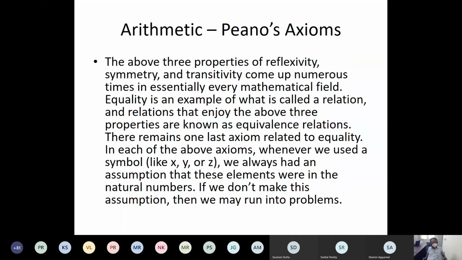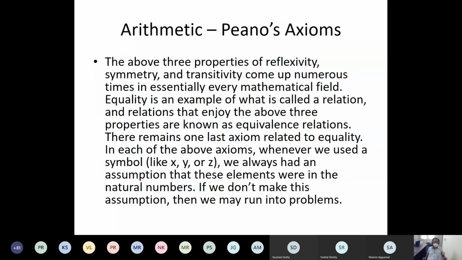By the way, you can have many formal systems where equality is not there at all. Anyway, for our purpose, we have defined equality and we will go with this, because we will require this in arithmetic all the time. So there remains one last axiom related to equality.